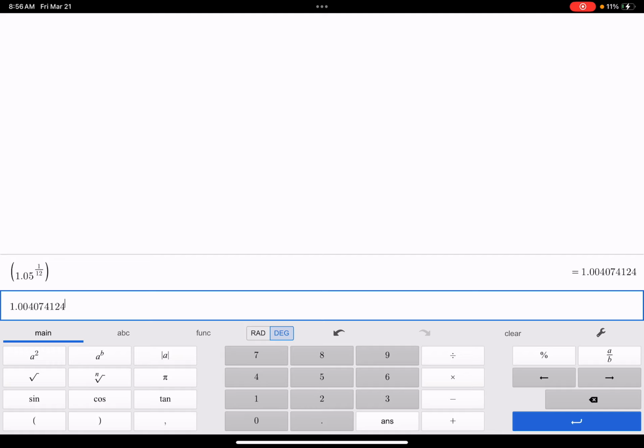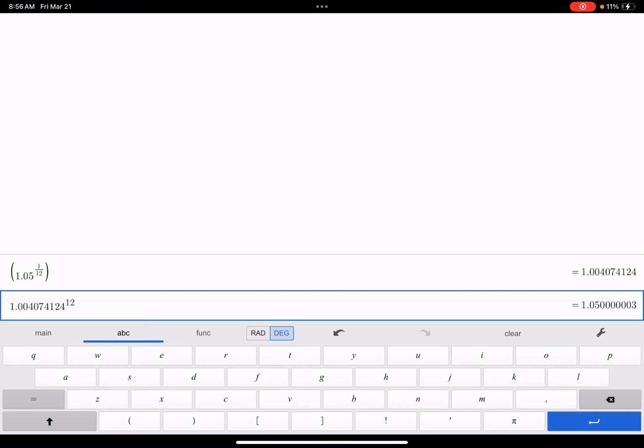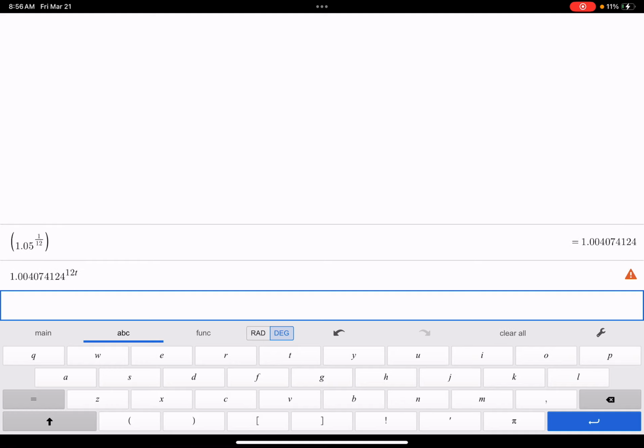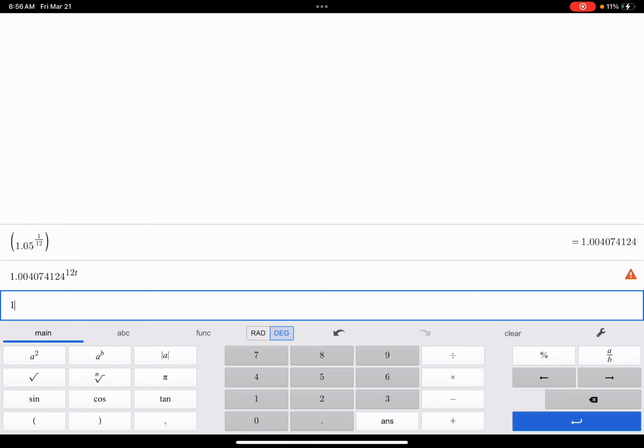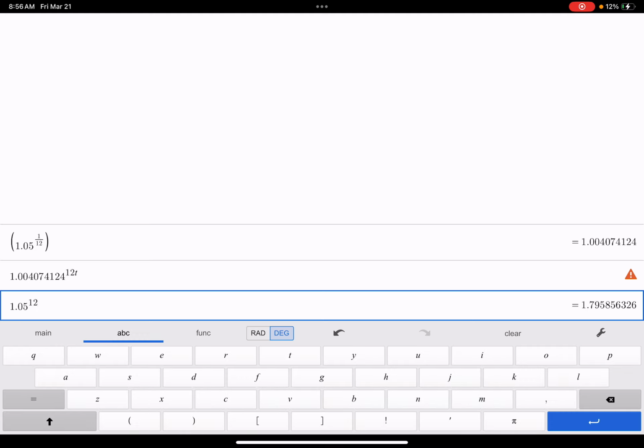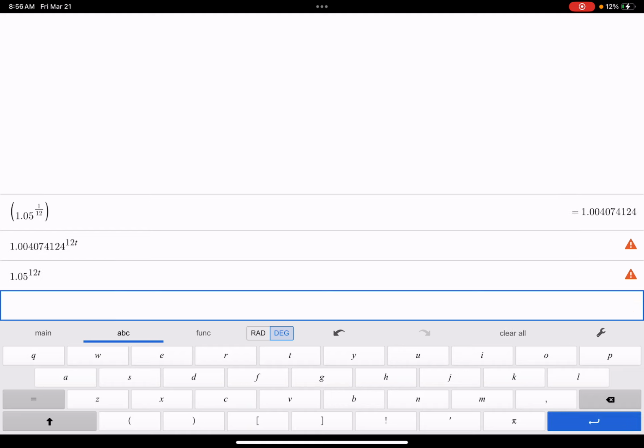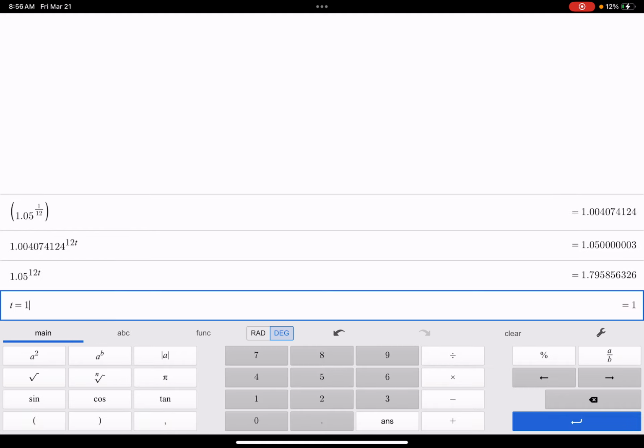And I'm going to take that to the power of 12t. Okay, let's do that one versus 1.05 to the power of 12t. At first it seems like you can't do anything, but watch what happens when I do t values. If I do t values equal to 1, oh, I shouldn't have a 12t up here.